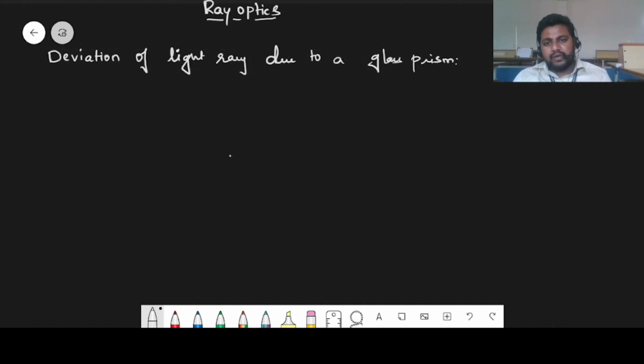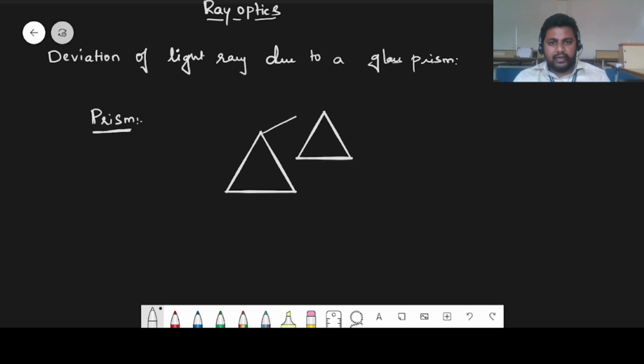In this, the first thing you have to understand is what a prism is. A prism is a transparent solid medium in which you will have two triangular faces, like this, and three rectangular faces. This is what a prism is. It is a continuous solid transparent material, a transparent medium.